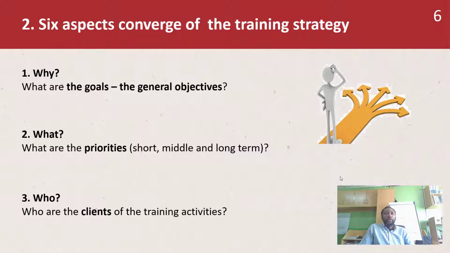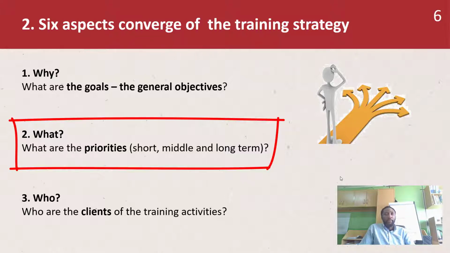The second question is what? What are the priorities? Well, the priorities are defined in terms of objectives. What results are being sought? They are defined in relation to what is possible to achieve and in relation to the identified needs and or the expressed requirements. The priorities specify what skills to stress during the period being considered. So we have short, medium, and long-term priorities. We must ask ourselves what they are.